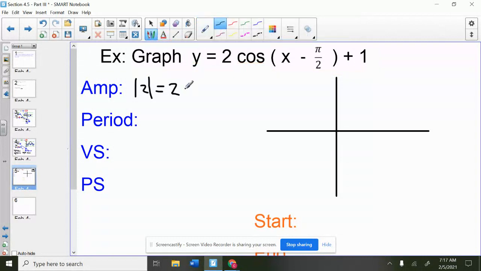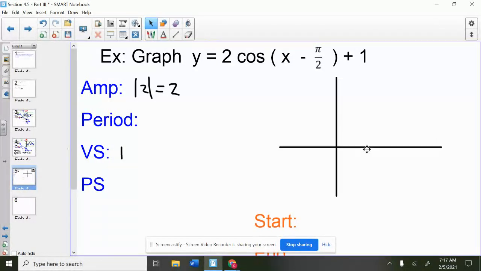So that's going to be a 2, but we'll talk about this in a second, because you do have a vertical shift, and sometimes people do this at the same time, this means that this graph's going to be going up 1. So I'm just going to give myself a little bit more room over here. But this one is going to be going up 1. That's my midline. So my midline is going to be right there because of this +1.